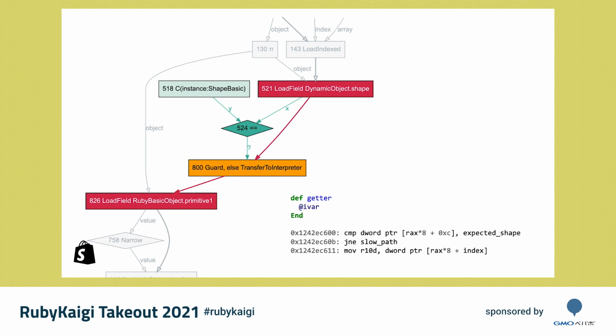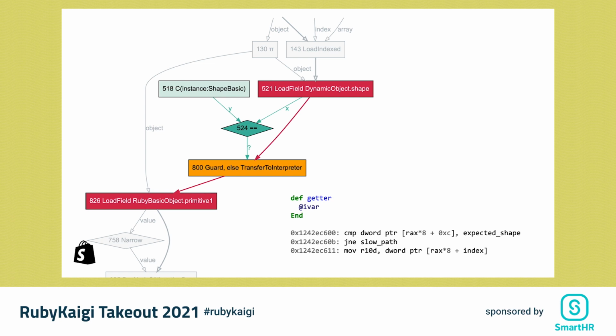Now here we can see an instance variable read is being done by loading the shape. So node 521, it loads the object shape. Load field, dynamic object, shape. It compares it against a known shape, so there's a comparison 524 against a known shape, so a constant value 518. It then guards, which means it jumps to a slow path if the comparison fails, and then it loads a known location within the object, which is primitive 1, which is one of those slots.